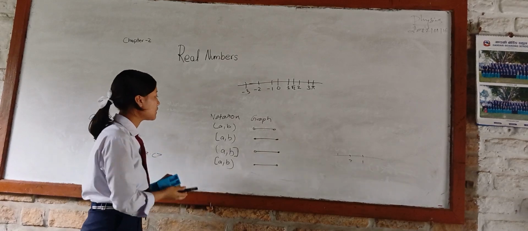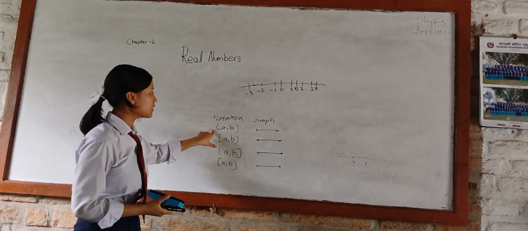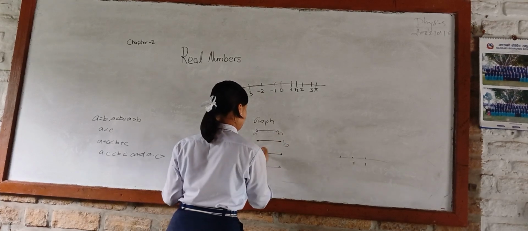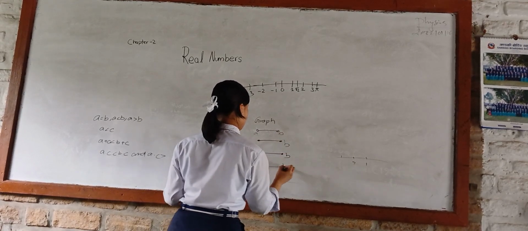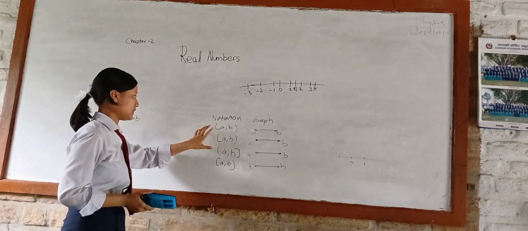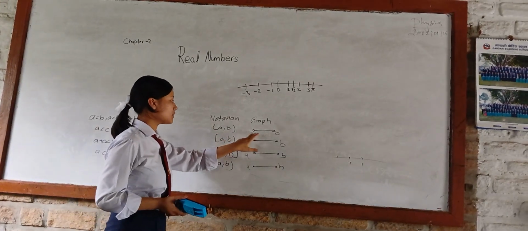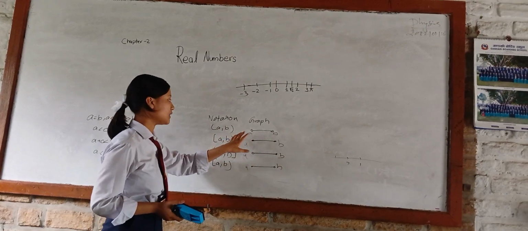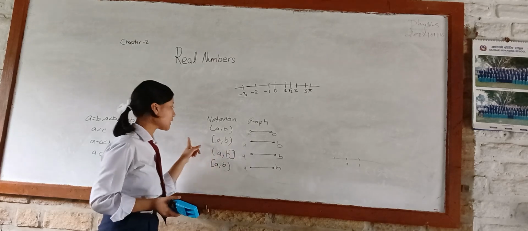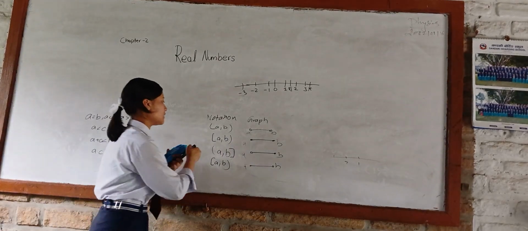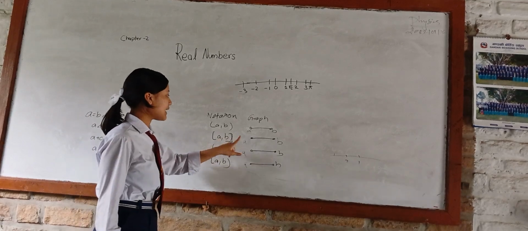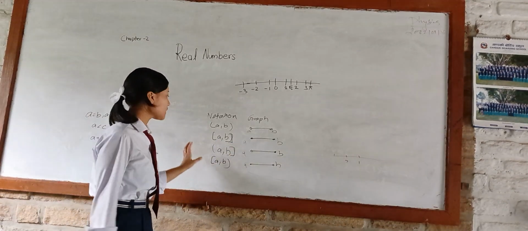So this one is open interval. It is notated by a small bracket, and this is the graph representation of open interval. Here it implies that it doesn't contain both a and b. This is closed interval. So this interval states that it contains a and b, both the endpoints.